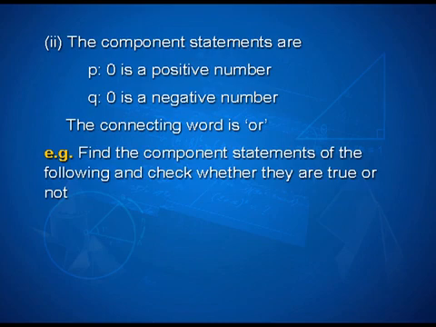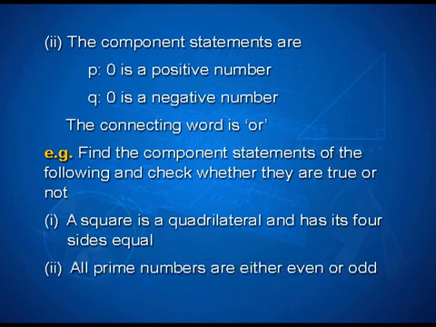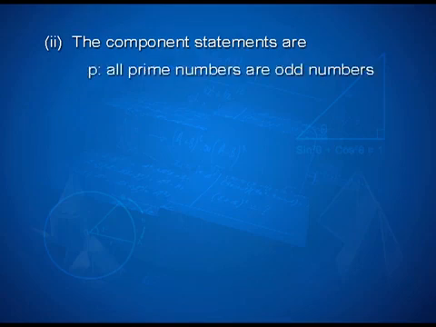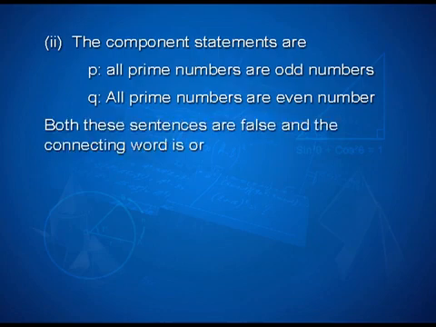Let us consider another example. Find the component statements of the following and check whether they are true or not. First, a square is a quadrilateral and has its four sides equal. Second, all prime numbers are either even or odd. Second, the component statements are P: all prime numbers are odd numbers, Q: all prime numbers are even numbers. Both these sentences are false and the connecting word is or.